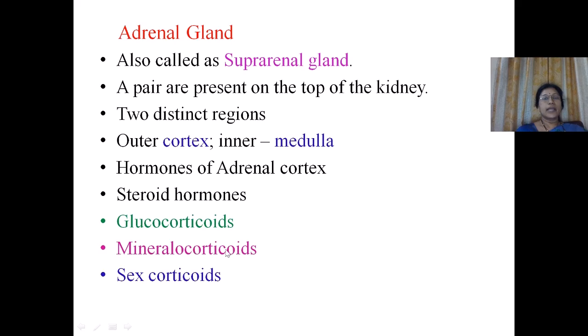The next type of steroid hormones are mineralocorticoids. Mineralocorticoids are secreted by the zona glomerulosa of the adrenal cortex. As they are secreted by the adrenal cortex and are steroid hormones, and they show effect on the minerals, hence the name mineralocorticoids is given to these hormones. Among the mineralocorticoids, aldosterone is an important one.